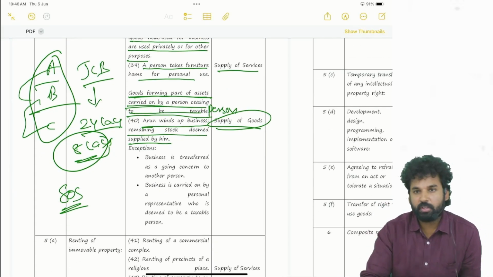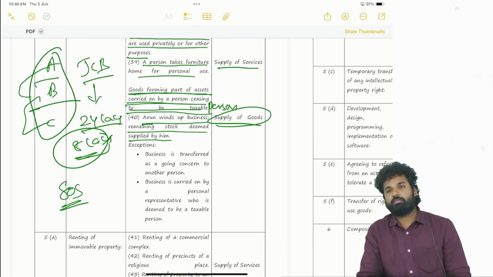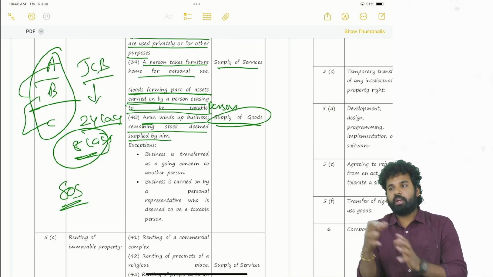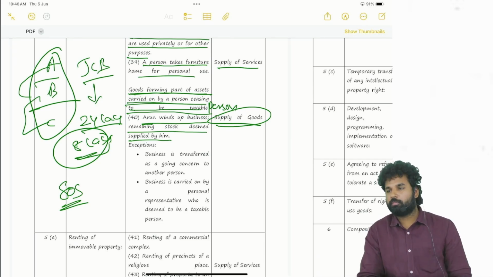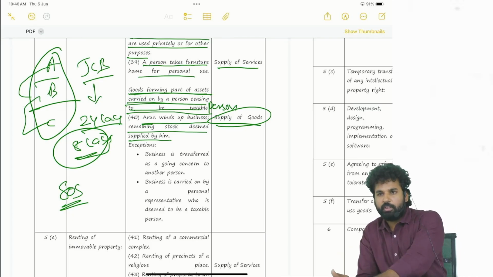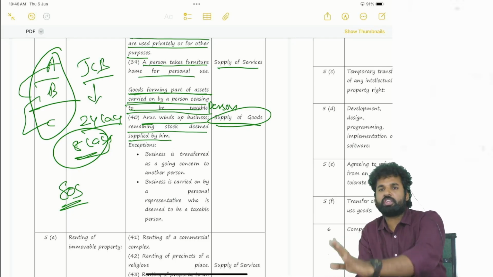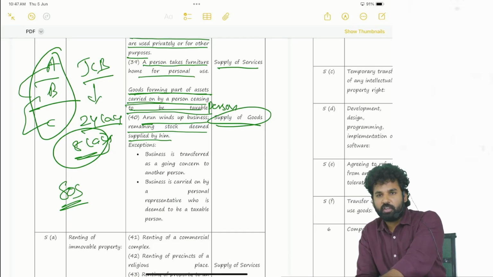Exceptions: when the business is transferred as it is, as a going concern, from one person to another. The business has been sold, just the ownership has been changed. A proprietor sold his entire business to another proprietor. So what will happen here? The PAN number will be changed. When the PAN is changed, obviously GST registration has to change, because GST registration is a PAN-based registration.